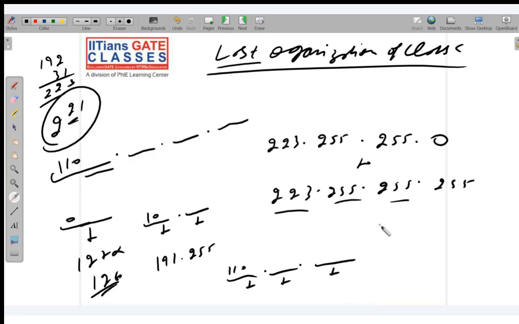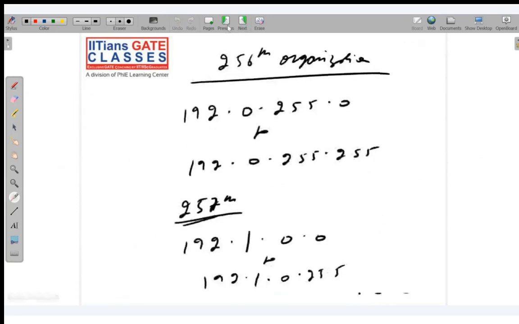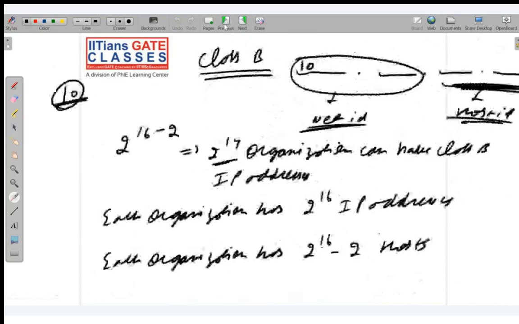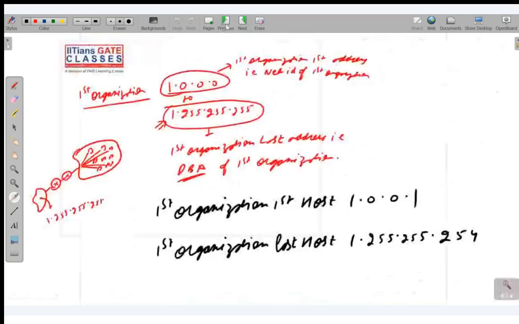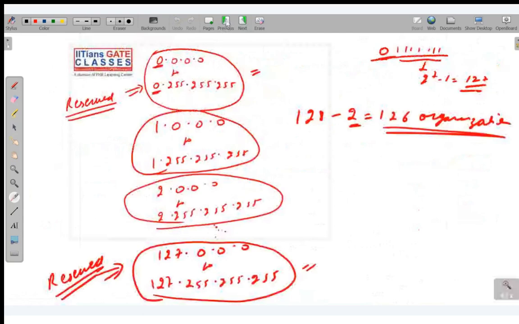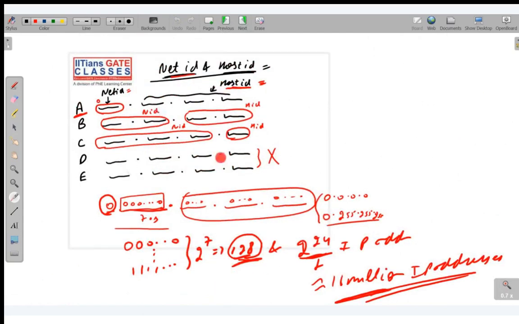Done, sir. So this is not for class D and class E. See this, I have told you. So net ID, host ID, everything is now over. For class D and class E, I have told you it was nothing. Class D was for multicasting, and class E was for future use. This future does not come because in future it was gone away.